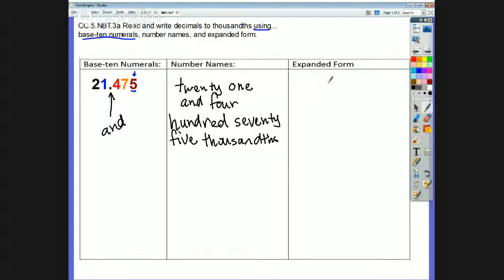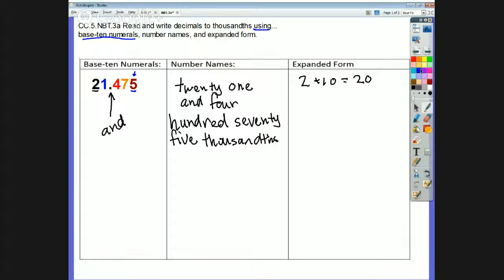Okay, now expanded form is a little bit more complicated. So expanded form is when we take this number and we break it apart into the different pieces based on its place value. So I've color coded this number just specifically for this reason. The black 2 right here is in the tens place. So really, it's not a 2, it's actually 2 times 10 because it's in the tens place. And that's actually worth 20. That's where we get the 20 from.